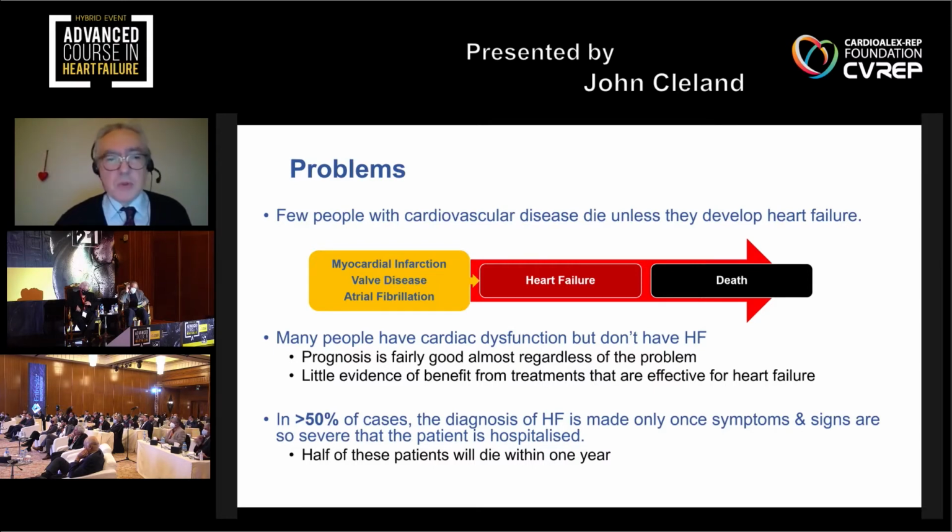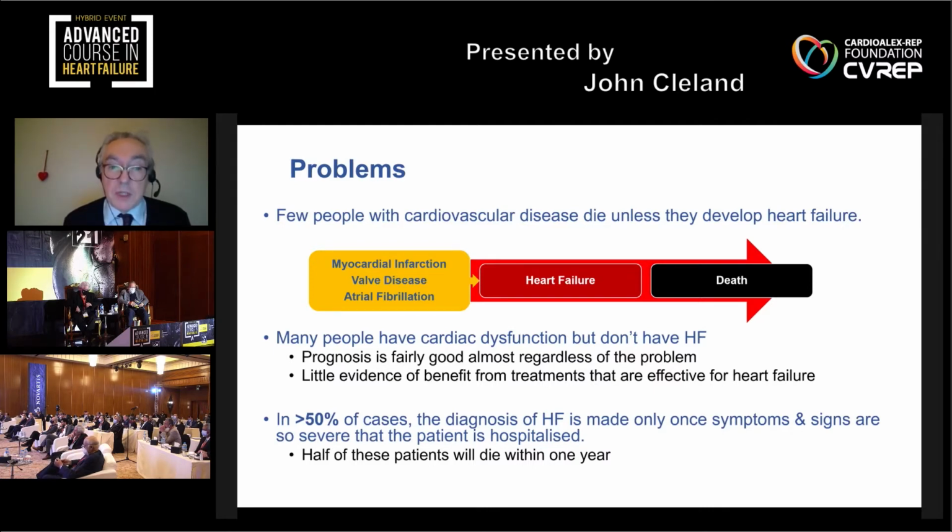So that's important. But probably the third bullet point on this slide is the most important, that in 50% of cases, the diagnosis of heart failure is only made once symptoms and signs are so severe that the patient is hospitalized. This idea that patients come to their primary care physician and the primary care physician makes a diagnosis of heart failure when they're just breathless after climbing 3 flights of stairs and so on, that really just doesn't happen. In the majority of cases of heart failure, the patient is sick enough that they need to be hospitalized.